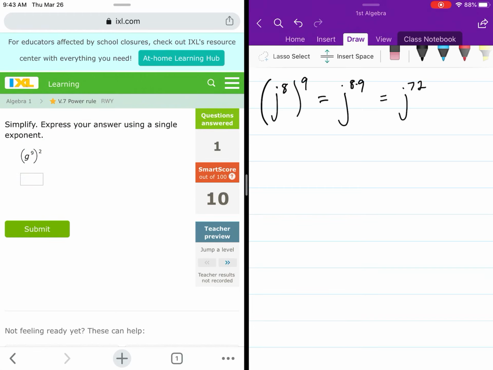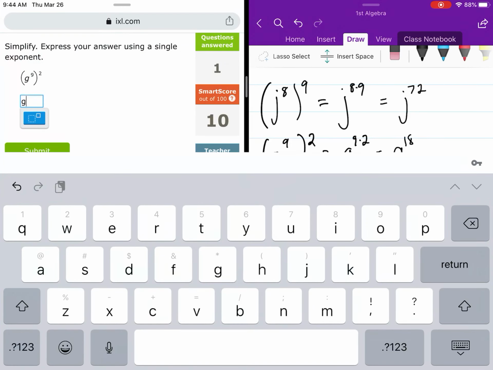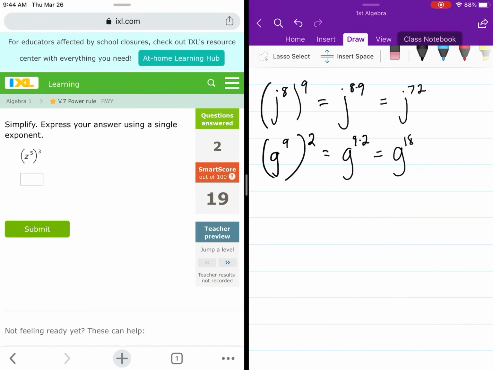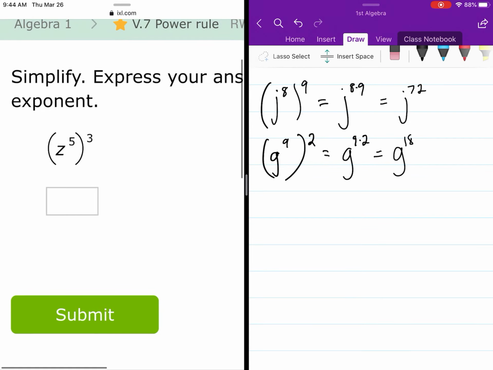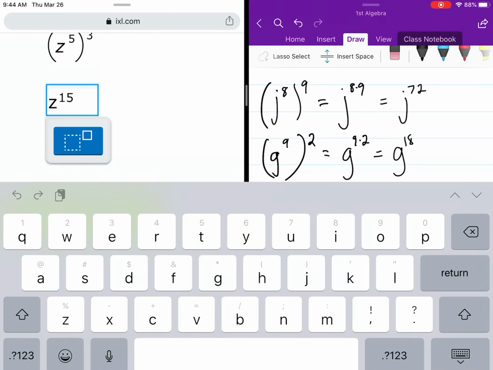Keep doing the same thing. So for this next one, G exponent 9 exponent 2 means G 9 times 2, which is G 18. Let's go ahead and type that in here. G exponent 18, hit enter. So you keep doing that, and that's all you're going to be doing. For this next one, Z 5 times 3. 5 times 3 is 15, so Z exponent 15.